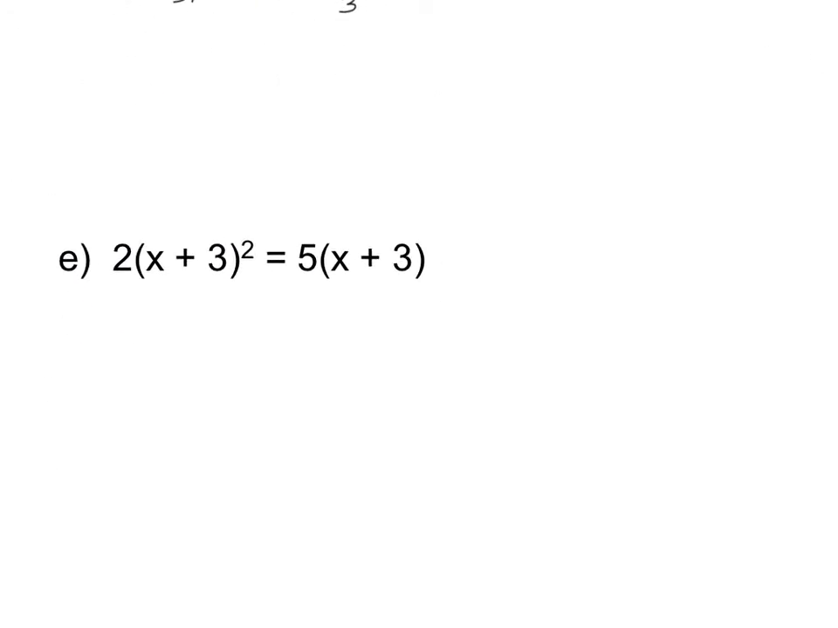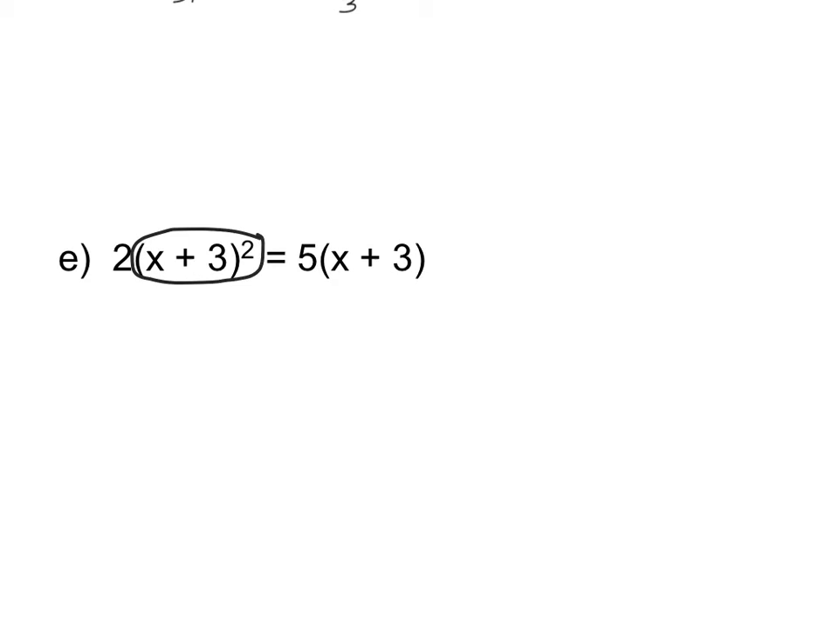Okay, for this next example, E, again, what we're doing is just adding one step and taking it a little bit further each and every time. So if I look at this example here, 2 bracket x plus 3 bracket squared equals 5 bracket x plus 3. My first step would be to expand this x plus 3 to the power of 2.